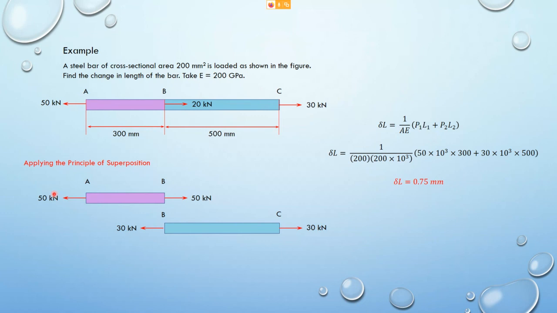So put in your force here, 50 kilo, so make sure times 10 to the power 3. Then times the length, that is 300 mm. If you are using meter, then this should be 0.3. Then plus this force here, 30, tensile, both cases tensile. So tensile I have to consider as positive. So this is 30 times 10 to the power 3, because it's kilo. Then times the length, 500 here. So you can find out the total deformation, 0.75 mm. Okay, now this is the first example.